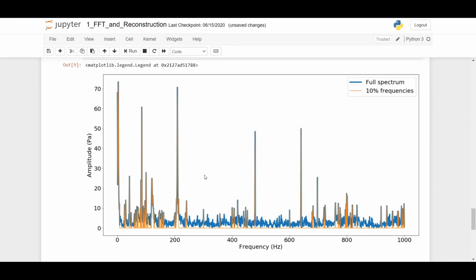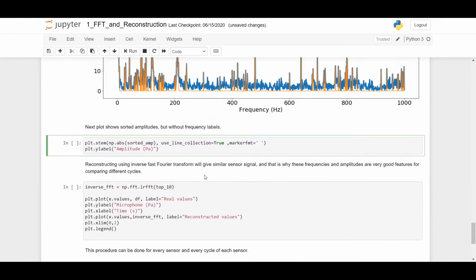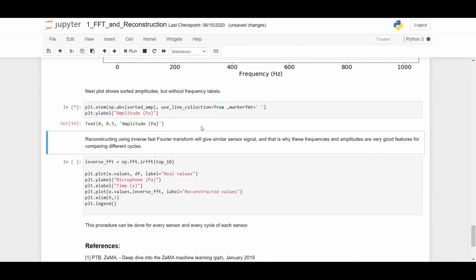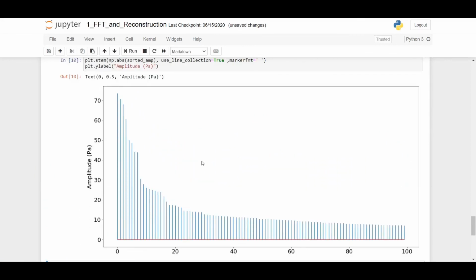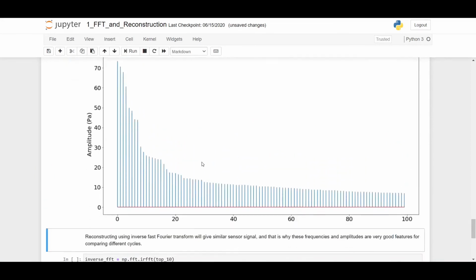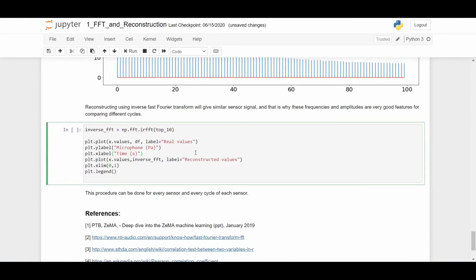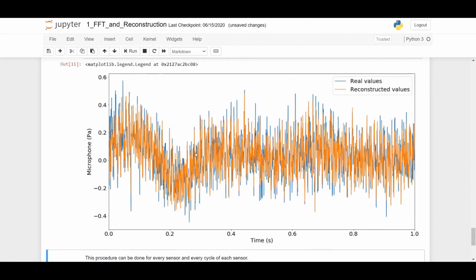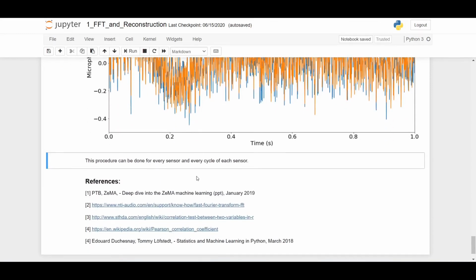Then we can have a look at the sorted spectrum to see the range of amplitudes of selected data. Labels for frequencies are not present here on this graph. And at the end, the most important part is the reconstruction of signal, for which we used inverse FFT. We see that basic trend and oscillations are captured very well. User can repeat this procedure for different sensors, for different EMC cycles, or for any other time signal.